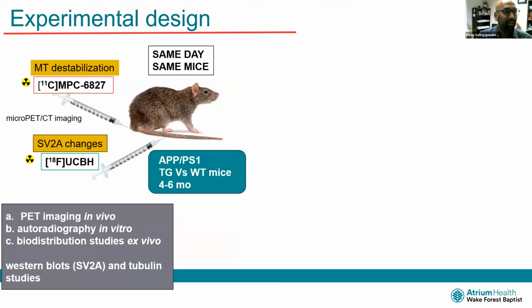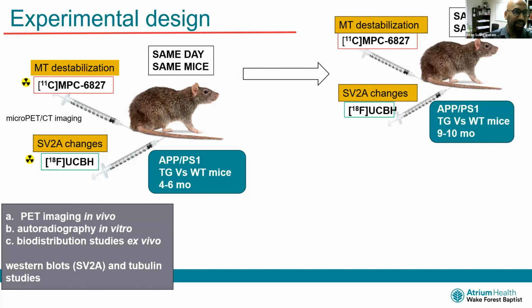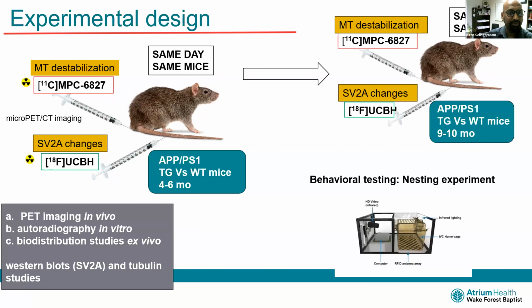What we have done here is our experimental model is very simple. We took the same animal, the APPPS1, which is an amyloid beta overexpressing mouse. In the morning, we scanned the animal with MPC6827. In the afternoon, we scanned the same animal with UCBH. We did this at 4 to 6 months, and also repeated the scans at 9 to 10 months. Corroborating this, we also did some behavioral testing.